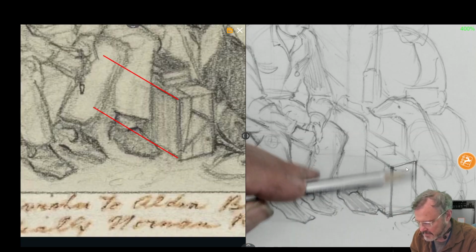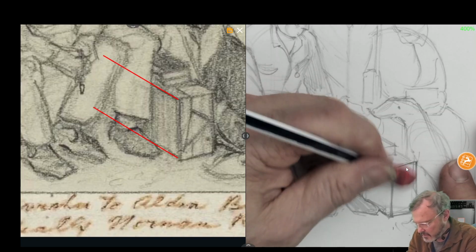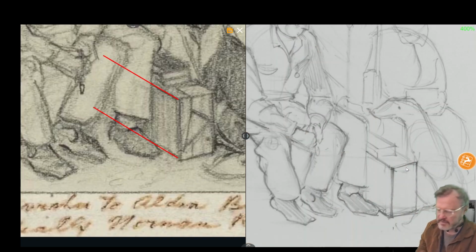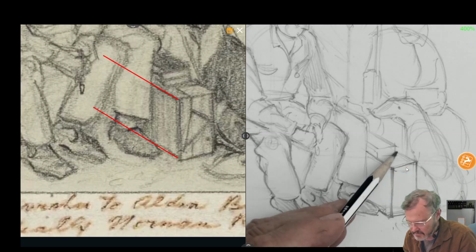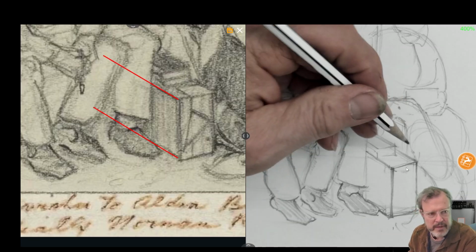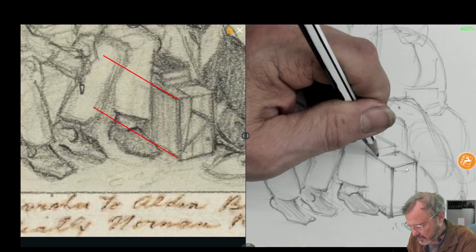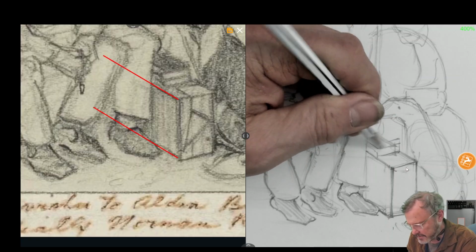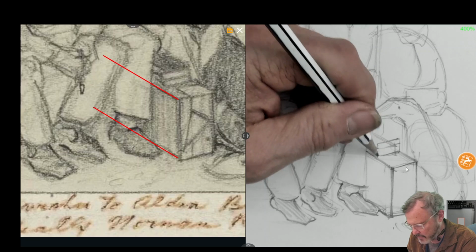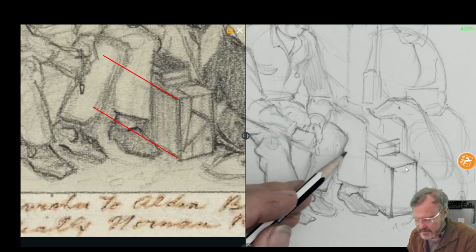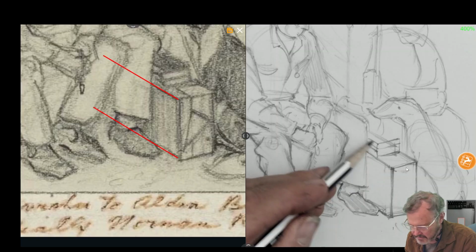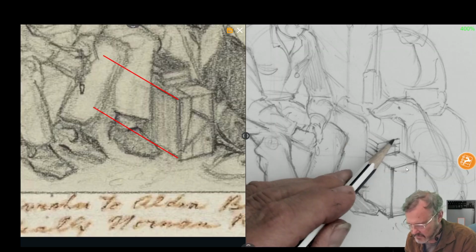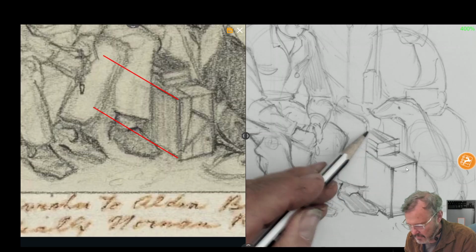To me, it says he wants us to feel like we're looking at this scene from a distance. The further away you are from a scene like this, the less the orthogonals are going to converge. And so he wants us to feel like we're looking in from a distance, sort of to give us a little psychological distance from the scene, but that's just a theory.